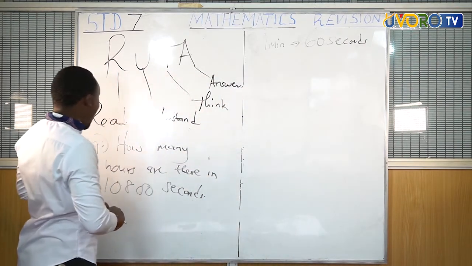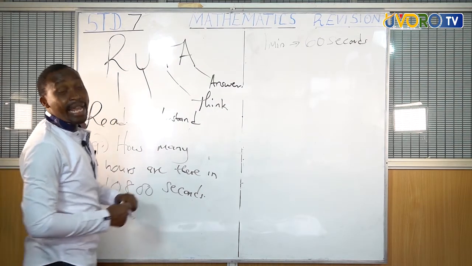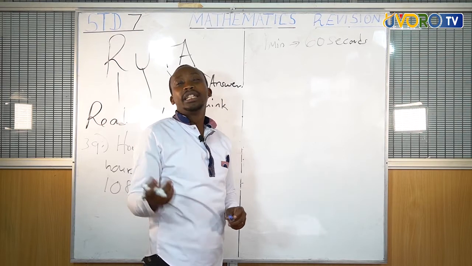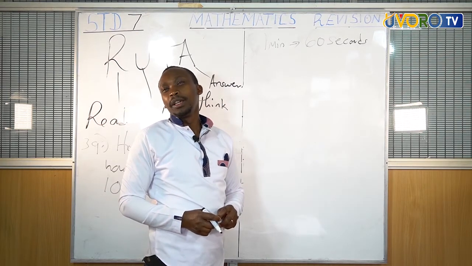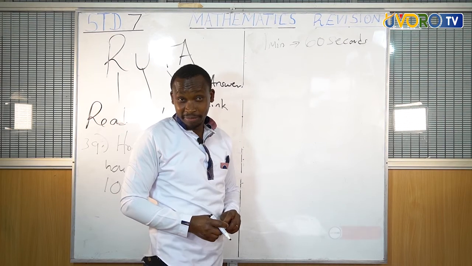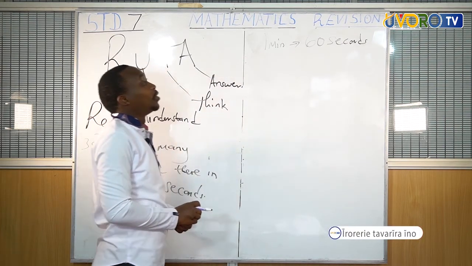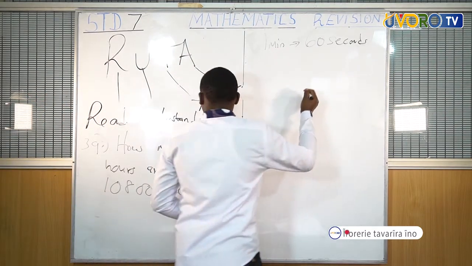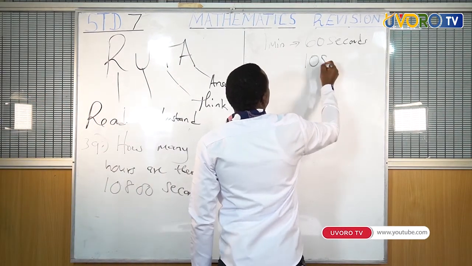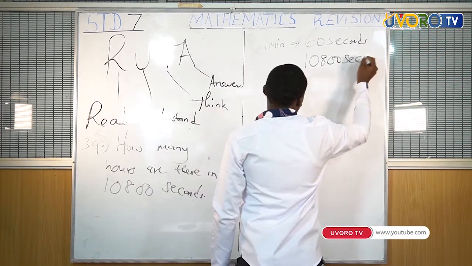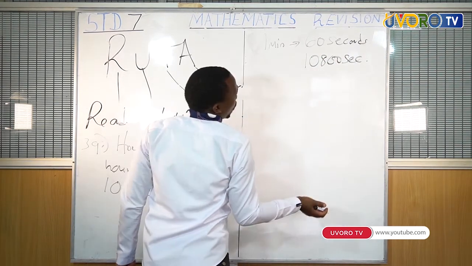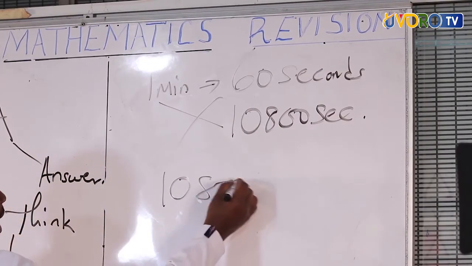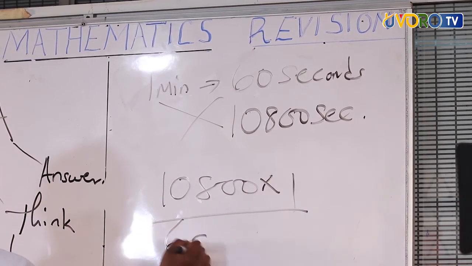Now, here you have 10,800 seconds. So what are we supposed to do? We cannot eat them. What are we supposed to do? We put them in a plate and serve them? No. So what are we supposed to do? 1 minute is 60 seconds. So you ask yourself, what about 10,800 seconds? You just cross and multiply. That is 10,800 times 1 over 60.